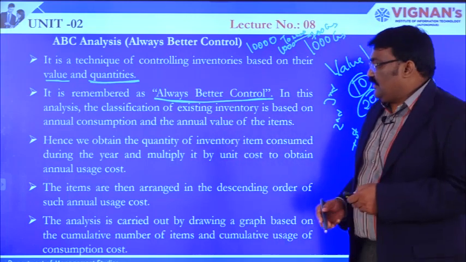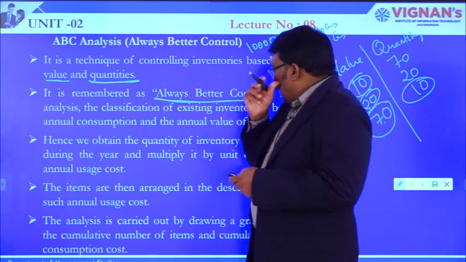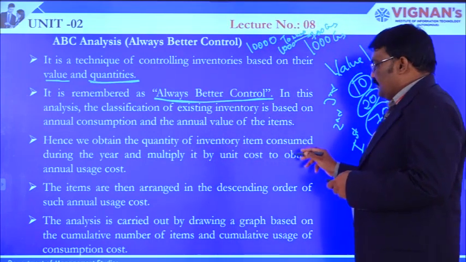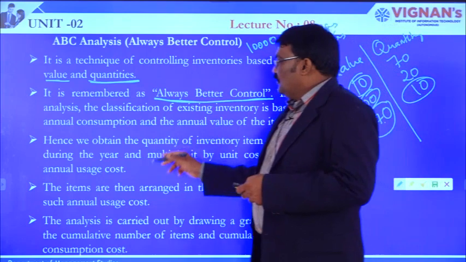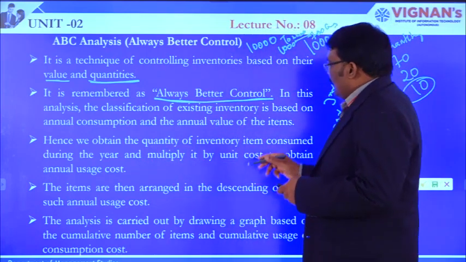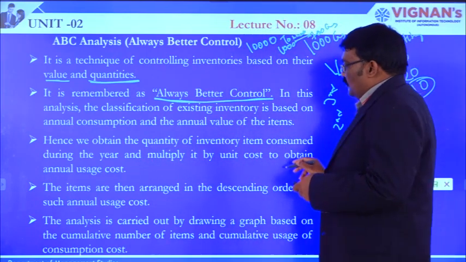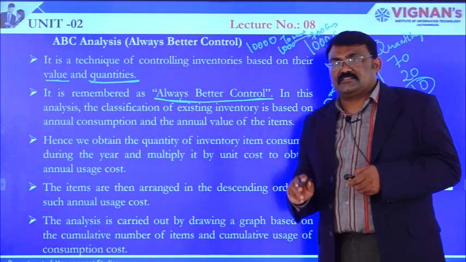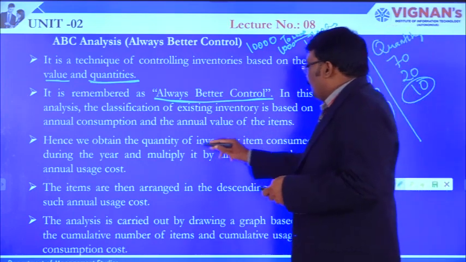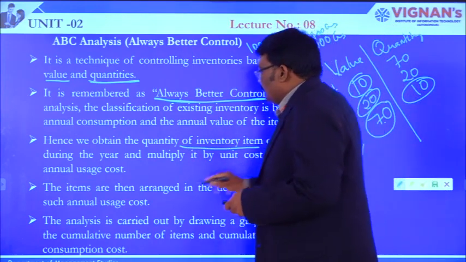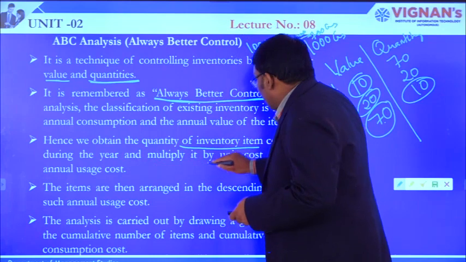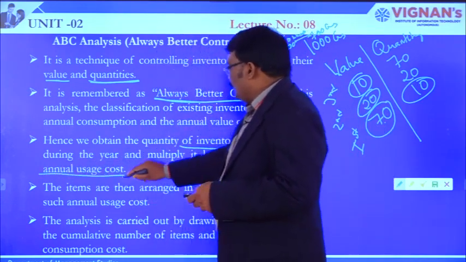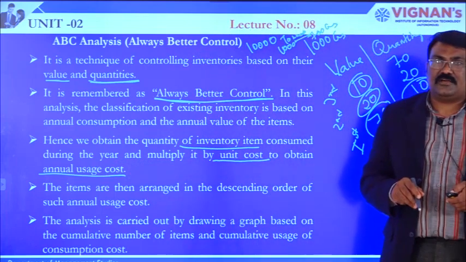Now, coming to the third point, we obtain the quantity of inventory item consumed during the year and multiply it by unit cost to obtain annual usage cost. Please understand here, what do we mean by this?